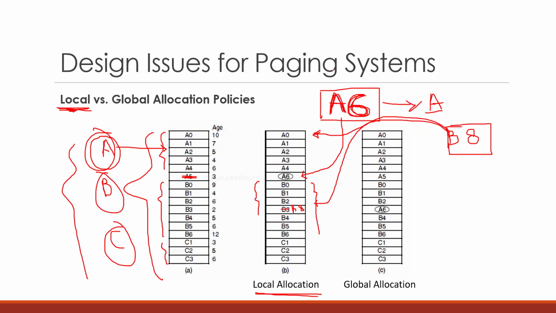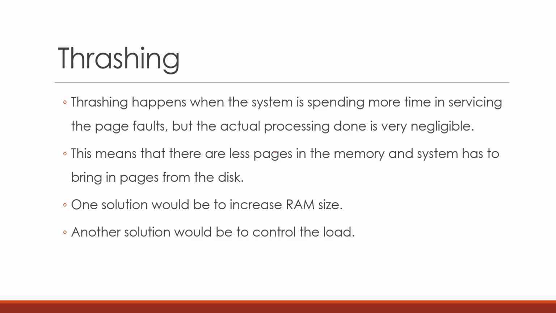The other policy that we can use when we are designing the paging system is global allocation. In global allocation, in contrast to local allocation, we don't look at them as processes. We look at them as pages, and we can replace any page with any other page. So for example, if B8 comes in, I can go and replace C3 with B8, right? Or I can go and replace A0 with B8. It doesn't matter which process these pages belong to, and this is called global allocation. Both of these policies are used in modern operating systems, which are called local and global allocation policies.